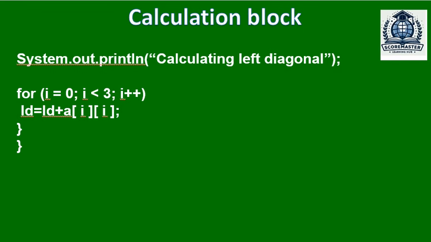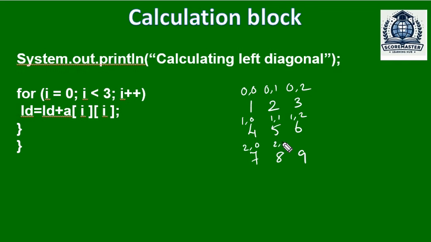In this calculation block, you should understand one thing. If I am taking 1, 2, 3, 4, 5, 6, 7, 8, 9, and I see the index values 0,0; 0,1; 0,2; 1,0; 1,1; 1,2; 2,0; 2,1; 2,2, all these are given.